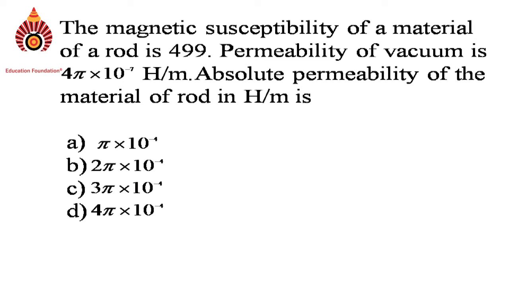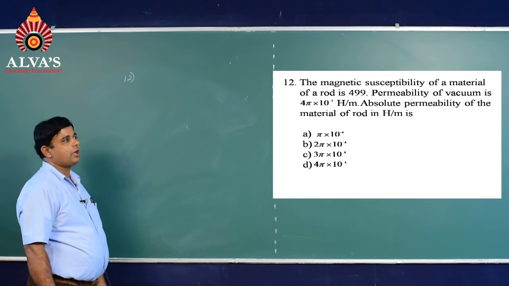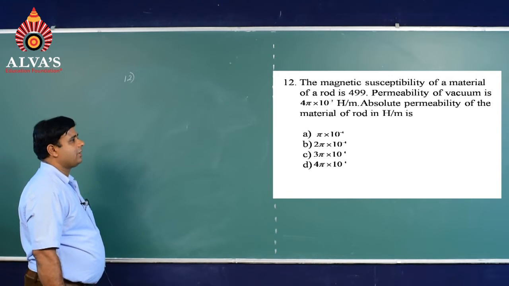The magnetic susceptibility of a material of a rod is 499. Permeability of vacuum is 4 pi into 10 to the power minus 7 Henry per meter. The absolute permeability of the material of the rod in Henry per meter is? Here you have to calculate the absolute permeability of the material of the rod.